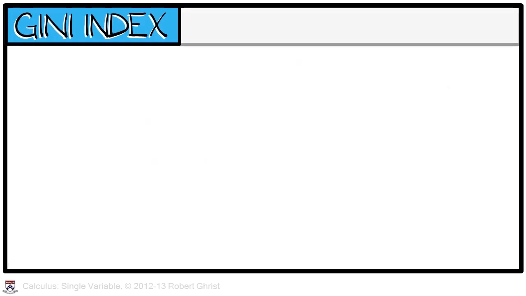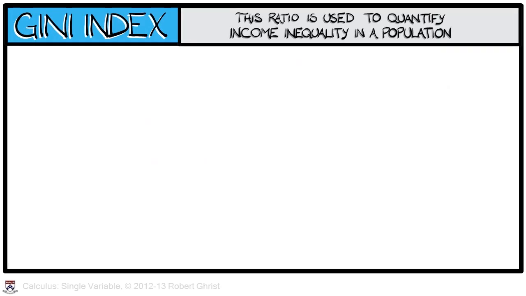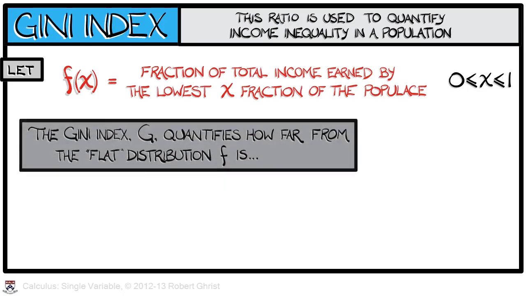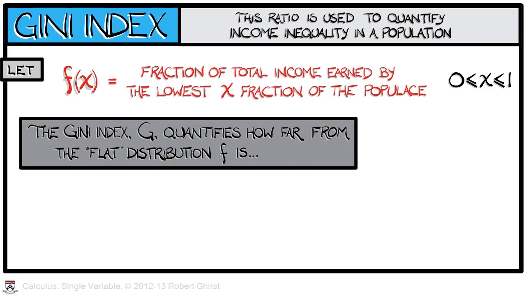One interesting application of this formula is to economics, in the definition of something called the Gini Index. This is a ratio that is used to quantify income inequality in a fixed population. It relies on one slightly technical definition, and the rest is simple calculus. Let us denote by f of x the fraction of the total income earned by the lowest x fraction of the populace. The domain is x goes from 0 to 1, and you should think of x as a percentage of the population, and f of x as the amount of income earned by that lowest x percent.